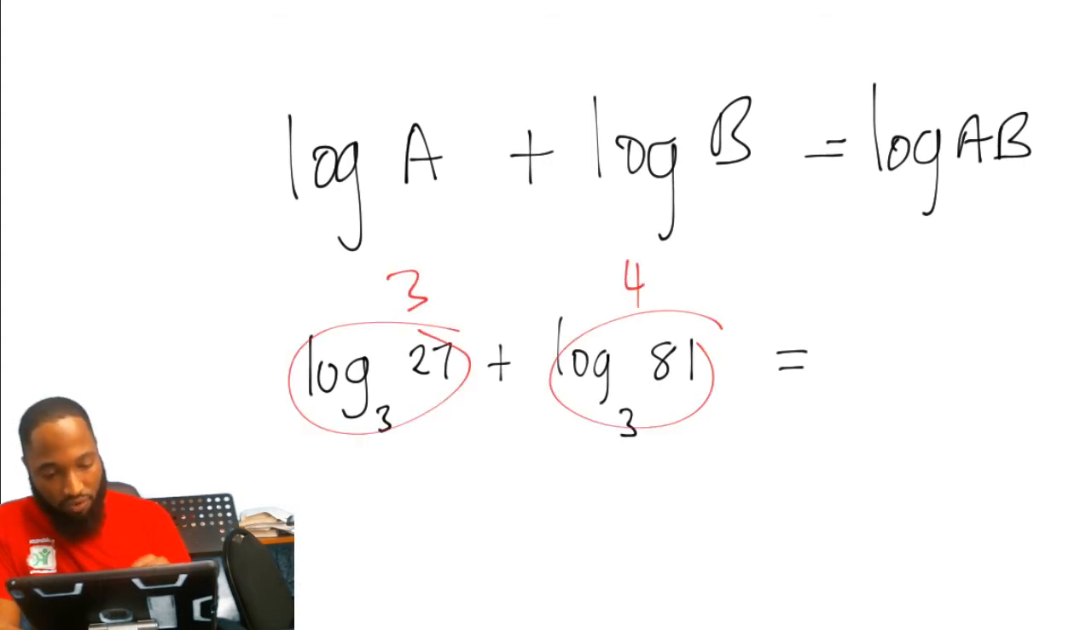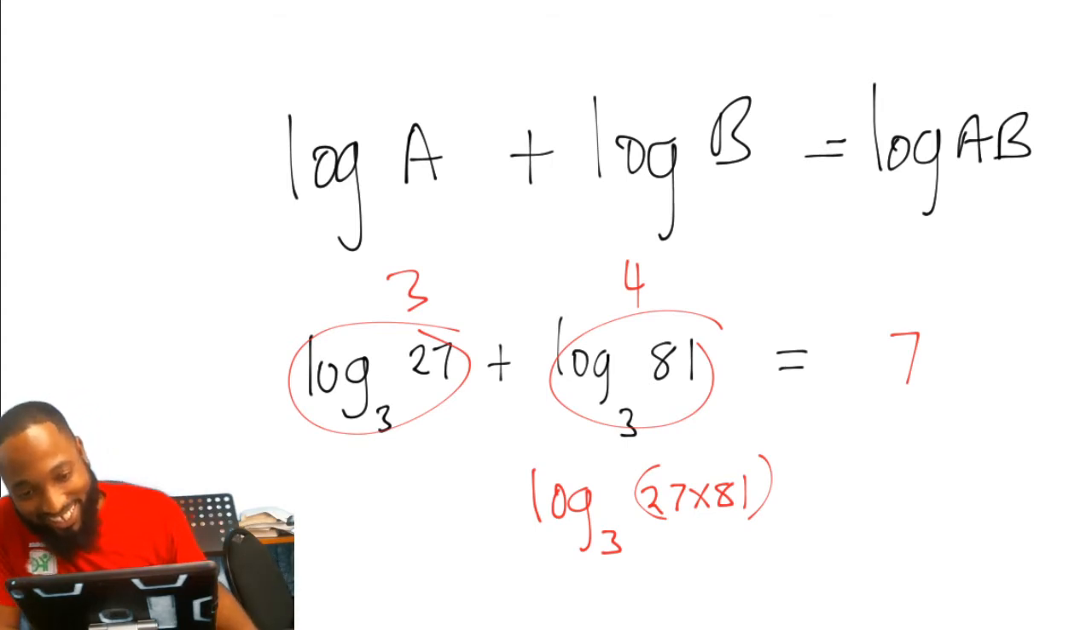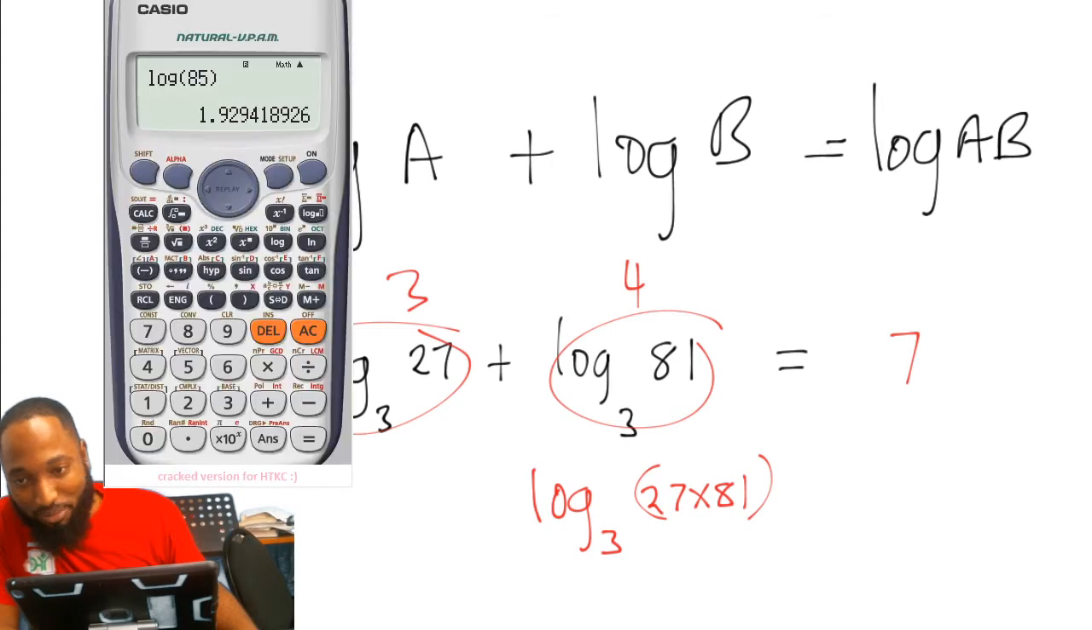And this is 4. So this is 7, right? So now we are saying that this is the same as log to the base 3 of 27 times 81. 27 times 81 is a big number. Let's get that number.